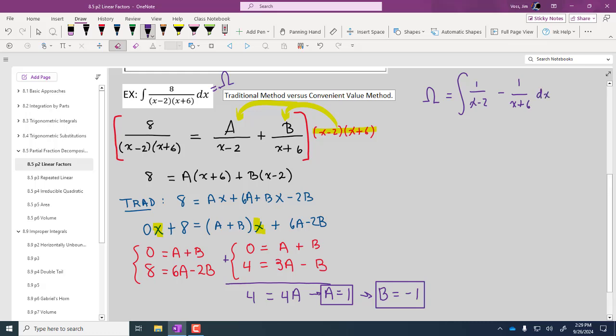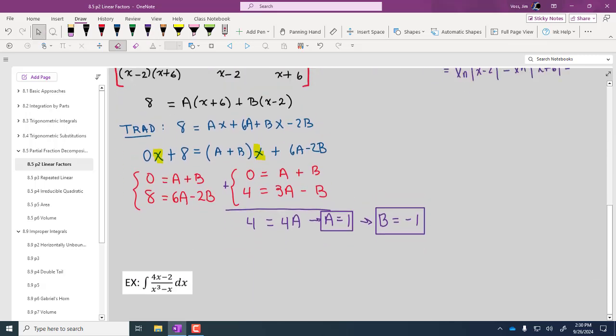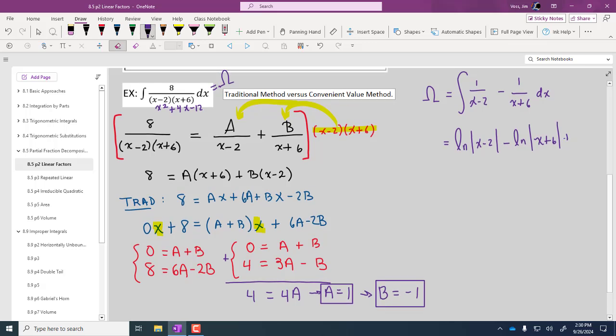So now we have done PFD. We have done partial fraction decomposition. This over here is a quadratic. If we multiplied it out, it's x squared plus 4x minus 12. So that quadratic, we've reduced it into these two partial fractions. And integrating this is pretty straightforward because both of these are in log form. So we're just going to take the natural log of the absolute value of the denominators, and we are good to go. Woo. So now, okay, plus c.